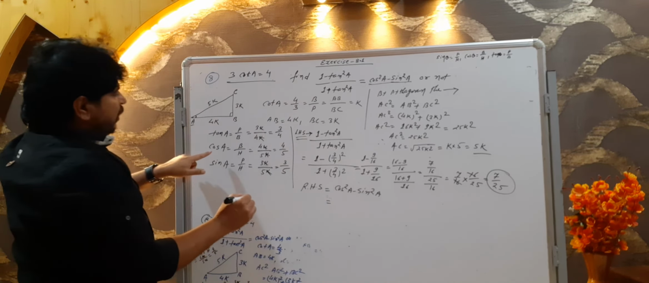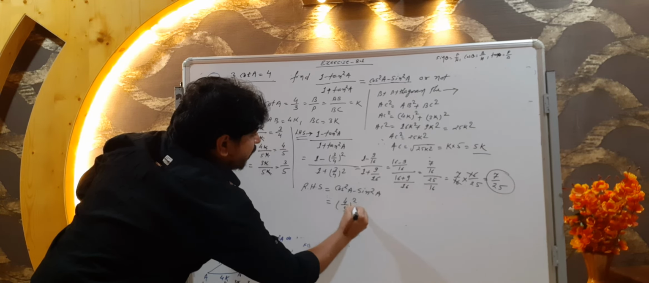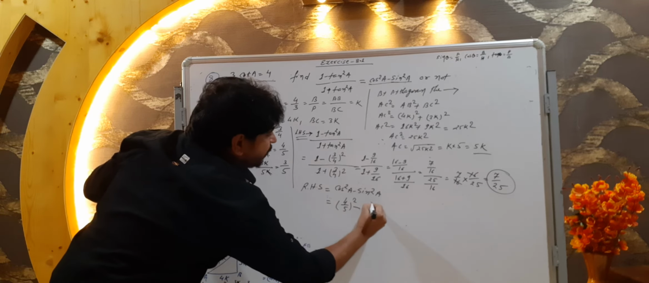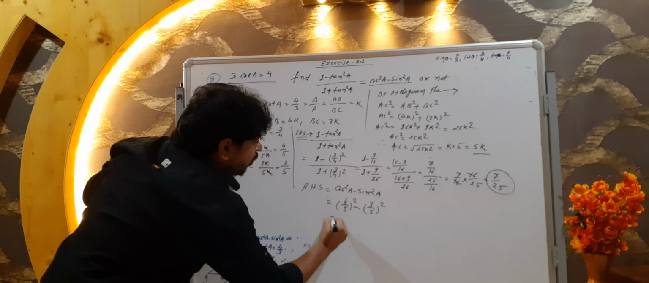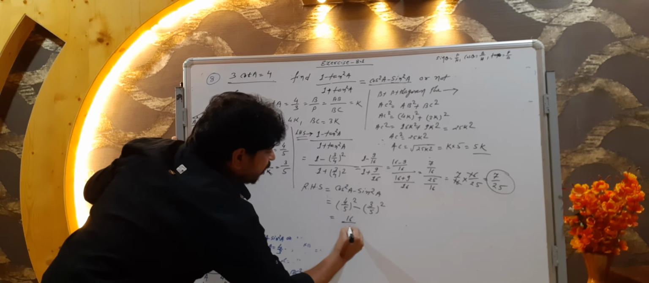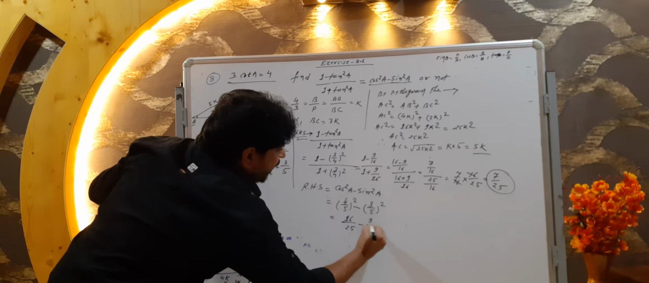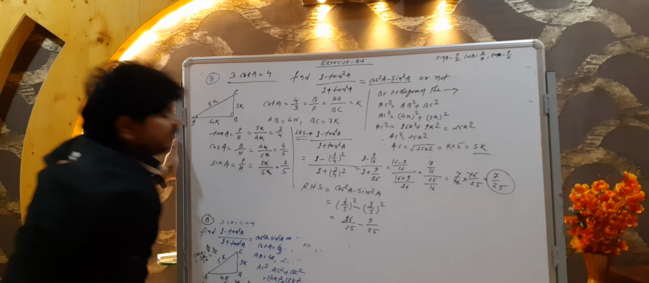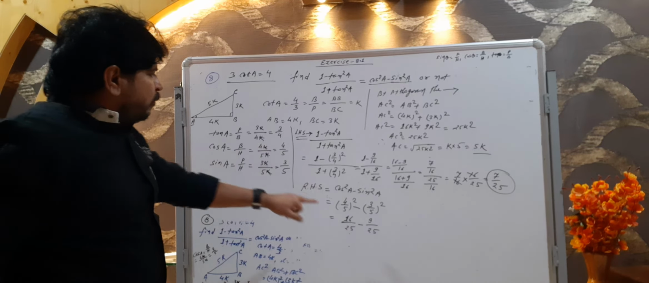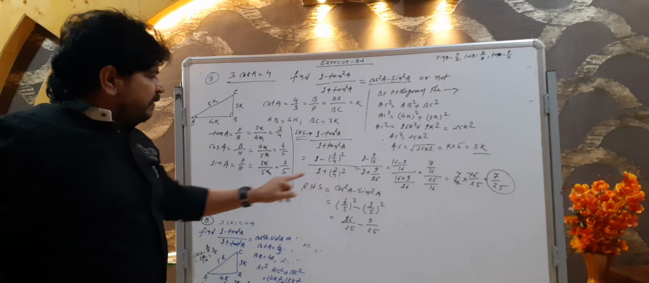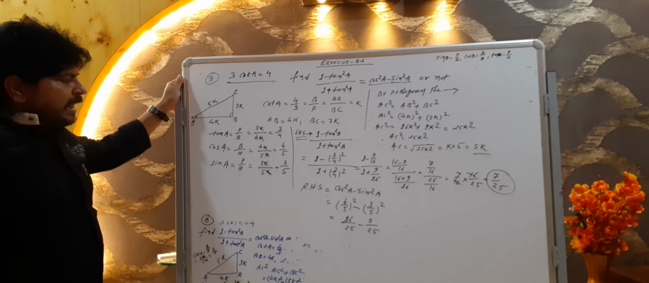Now we already have the value of cos A. It is 4 upon 5. Then we can write 4 upon 5 whole square minus, for sin, 3 upon 5 whole square. Now 4 fours are 16, 5 fives are 25, minus 3 threes are 9 and 5 fives are 25. So 16 upon 25 minus 9 upon 25.